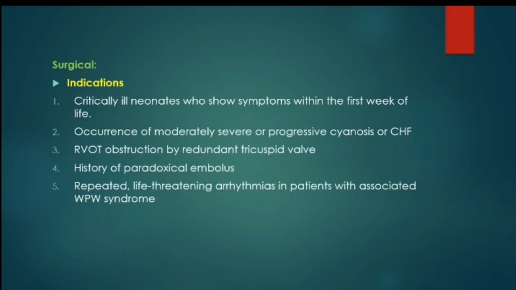Urgent surgical intervention may be indicated in critically ill neonates who are showing symptoms within the first few days of life. Surgical intervention also may be indicated in cases with progressive cyanosis or congestive heart failure manifestations, right ventricular outflow tract obstruction by the redundant tricuspid valve tissue. If there is a history of paradoxical embolization due to the right to left shunt across the interatrial septal defect, and also in cases of repeated life-threatening arrhythmias.